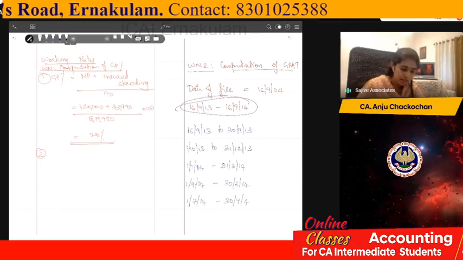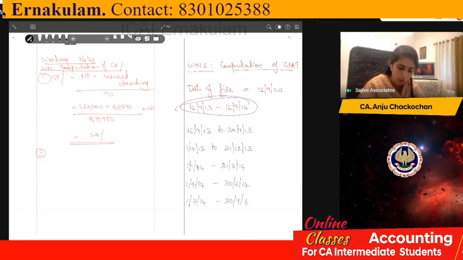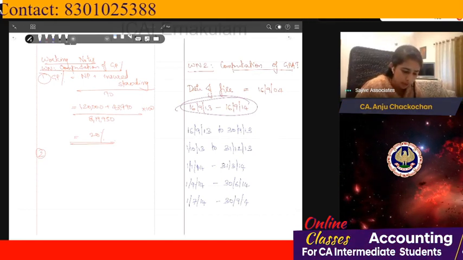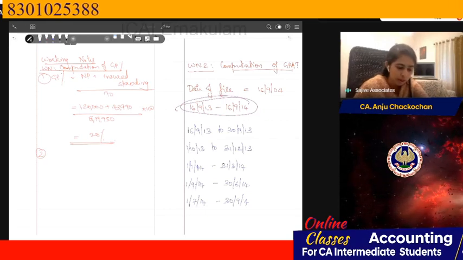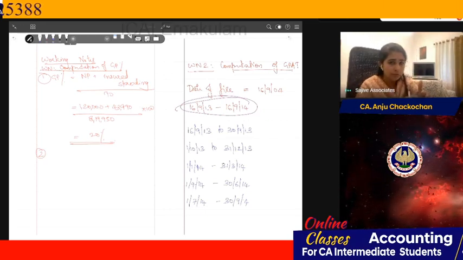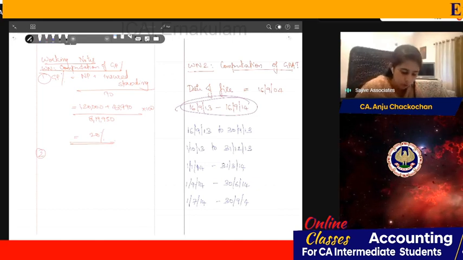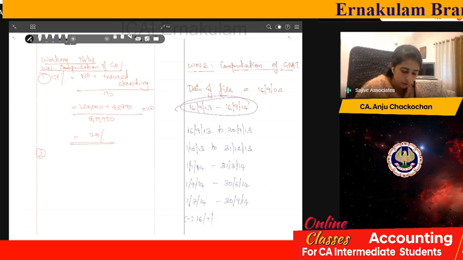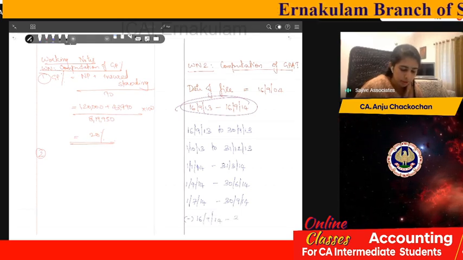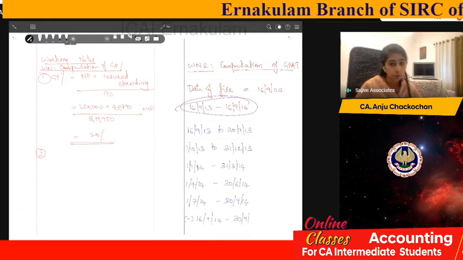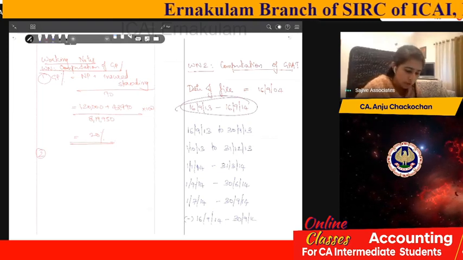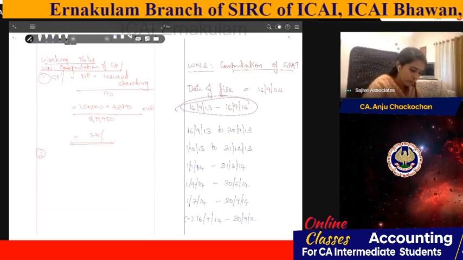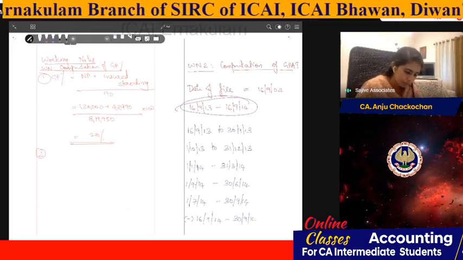This is the entire period, and from this you will have to remove the last 15 days of September, because we need the data only up to 16th of September. So from 16th to 30th of September 2014, you will have to minus it out. This data is readily available in the question.